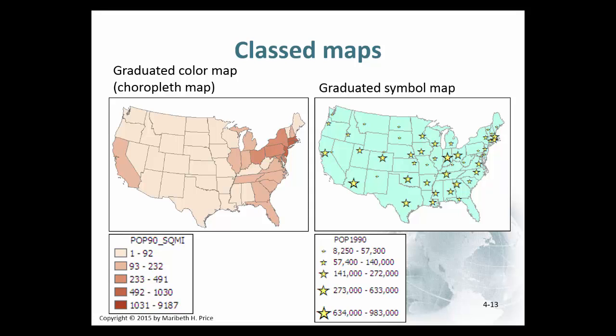Graduated colors and graduated symbols use classes to group the values. Classes should be considered as grouping assignments. On this slide, the states with 1 to 92 people per square mile are shown with the lightest pink color. On the adjacent map, states whose population is between 634,000 and 983,000 are shown with the largest star.